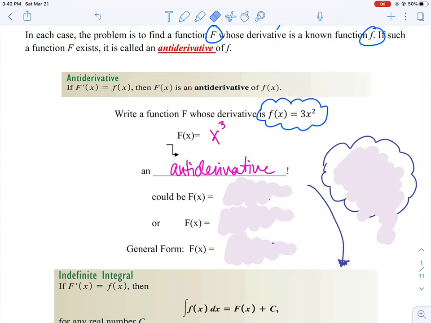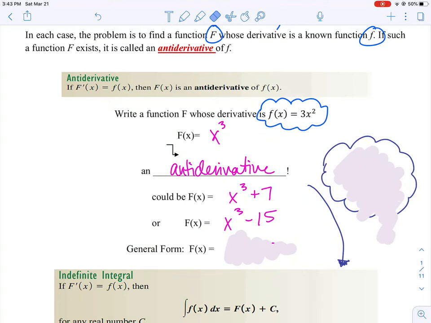But wait a second, couldn't that big F, that antiderivative, be x cubed plus 7? Because what's the derivative of x cubed plus 7? Isn't it still 3x squared? Because the derivative of 7 is just 0. So my original function could be x cubed plus 7, and I would still get the same derivative. But wait a second, couldn't then my original function be x cubed, I don't know, maybe minus 15? It would still have a derivative of 3x squared.